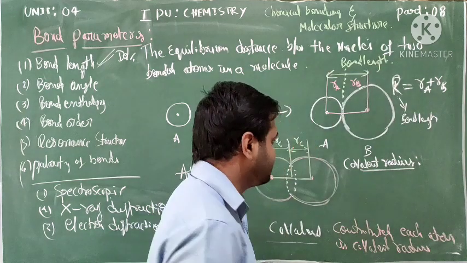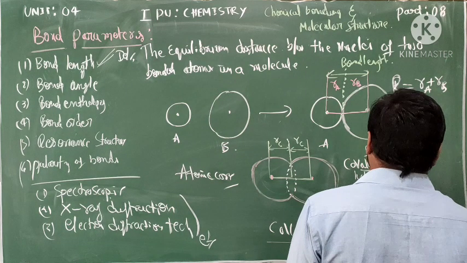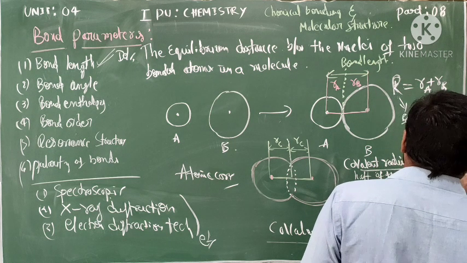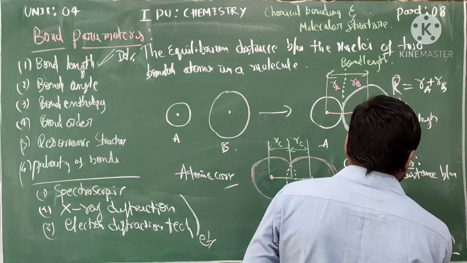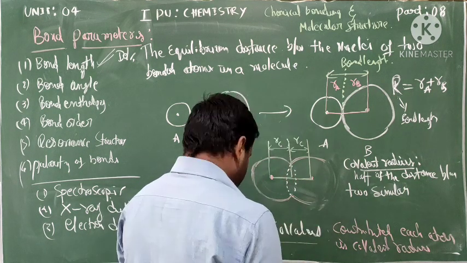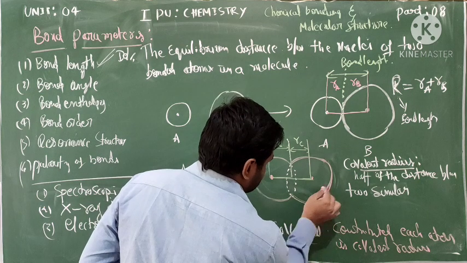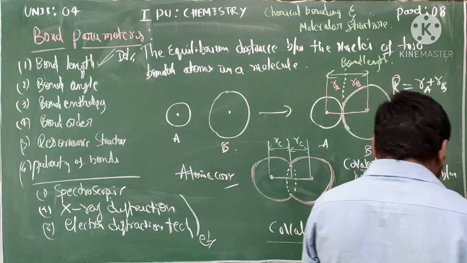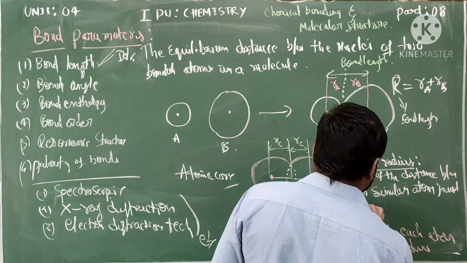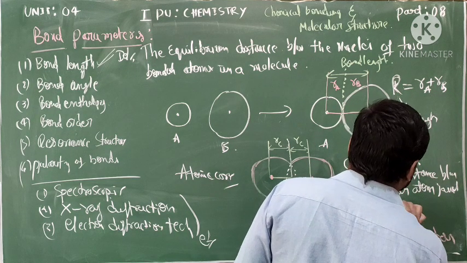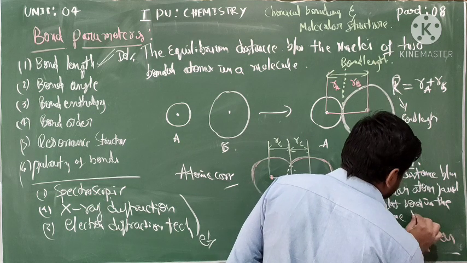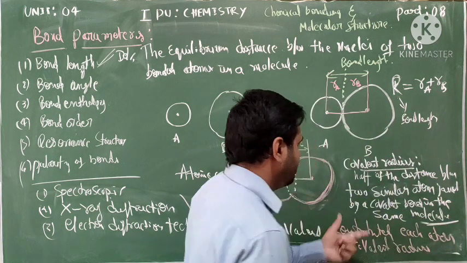So the definition of covalent radius is half of the distance between two similar atoms joined by a covalent bond in the same molecule. Assume these two structures are similar. See that? Half of the distance.